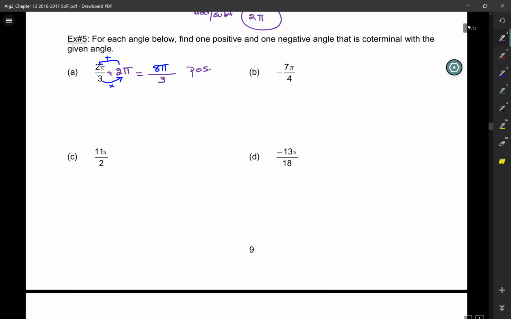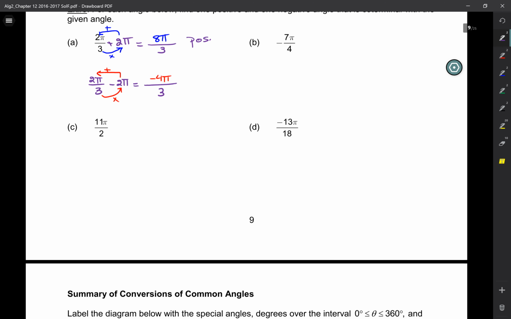Let me do the negative one. 2 pi over 3 minus 2 pi is equal to, here is the denominator. Now this times that is negative 6 pi plus this one, negative 4 pi over 3. So you're going to do it that way every single time. It's the same process both ways. Do you always have to multiply first? Yes, always first.